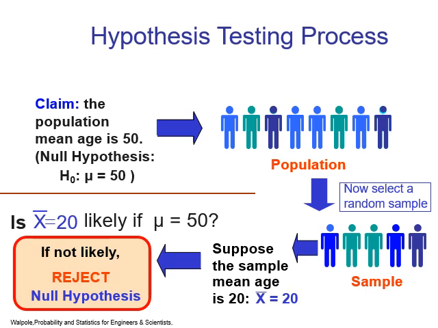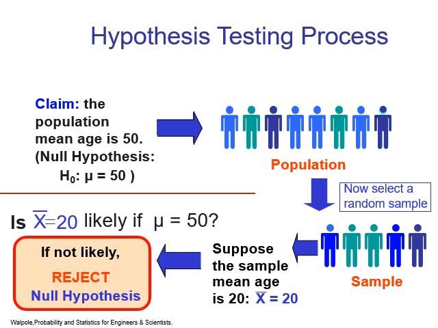Suppose we have a claim or hypothesis that the population mean age is 50 and we take a random sample, let's say 5 random samples, and after we check, suppose the sample mean age is 20. So what do you think? Should we accept or reject?